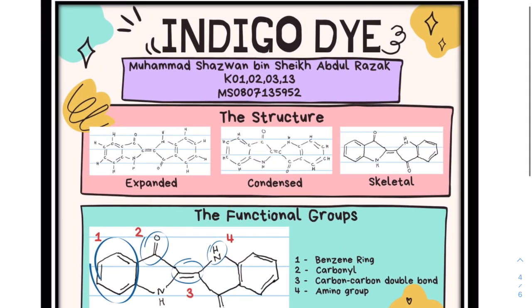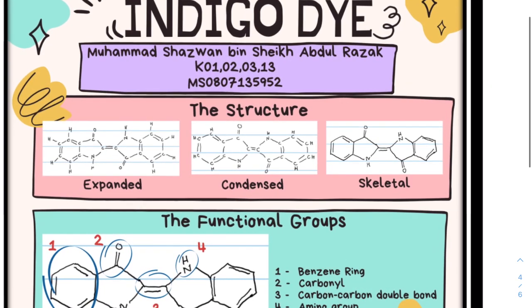For example here, what I have is indigo dye. For the structure itself, you have to show expanded, condensed, and skeletal. For the skeletal, I believe most of the structure is the benzene ring. The benzene ring that we are used to is actually a skeletal structure. But when you draw the condensed structure, remember each vertex must have carbon, right? And carbon must have 4 bonds. Here carbon 1, 2, 3, so it means another one hydrogen.